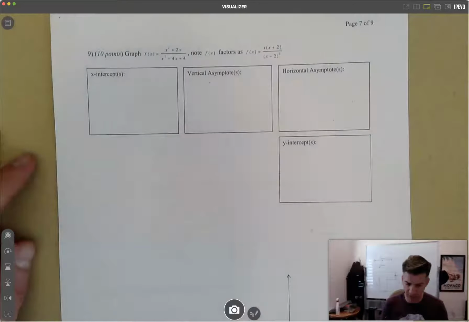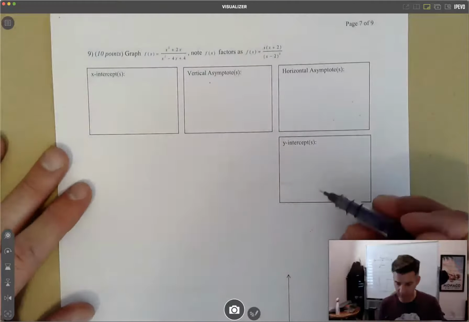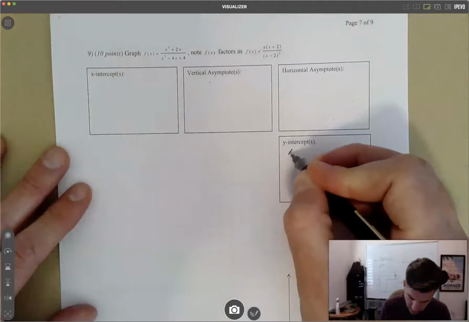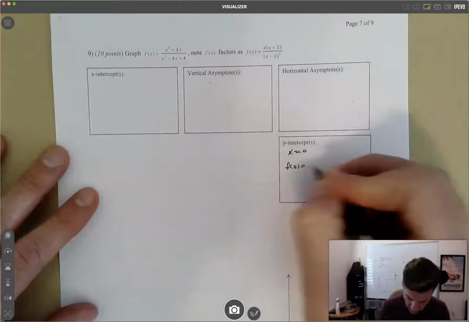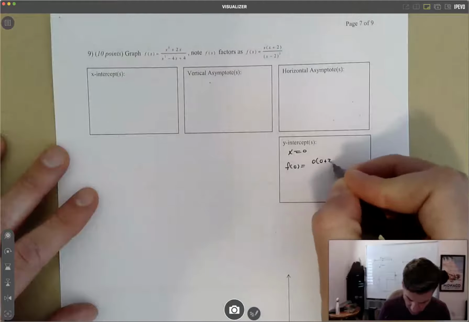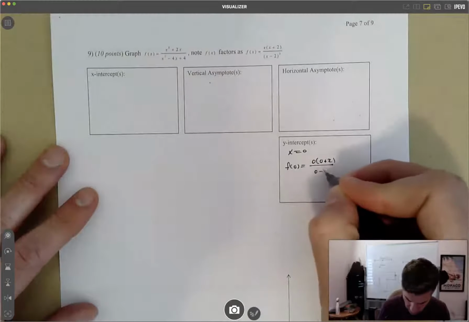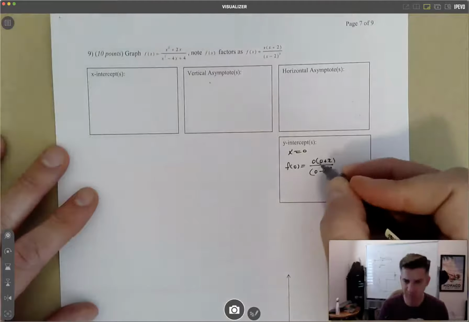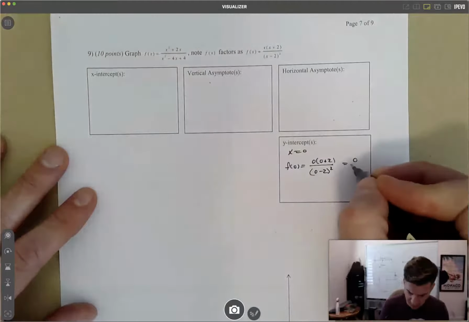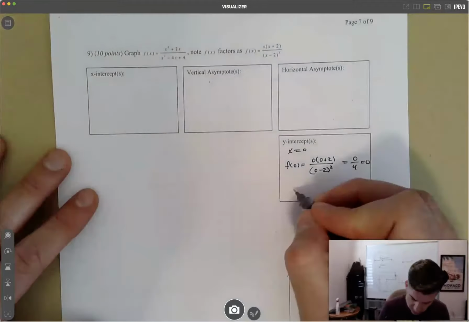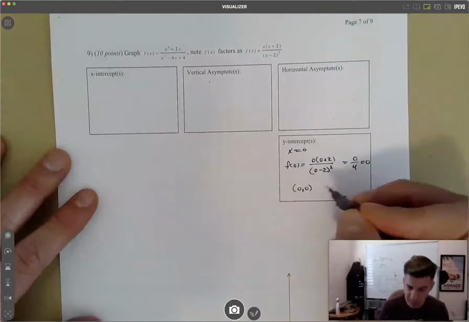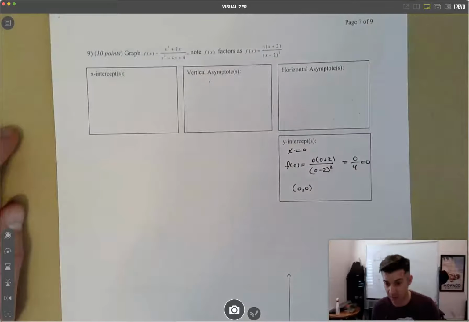I'm going to start with the y-intercepts, even though they're way down here. So I'm going to set x equal to 0. And we're going to get y equal to 0 because f of 0 is going to be 0 times 0 plus 2 over 0 minus 2 squared. But the top is 0. So that's going to be 0 over 4, which is 0. So my y-intercept is just the origin 0, 0. Which means one of my x-intercepts is also going to be 0.